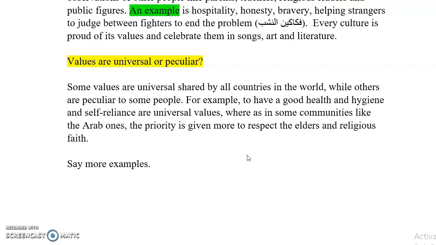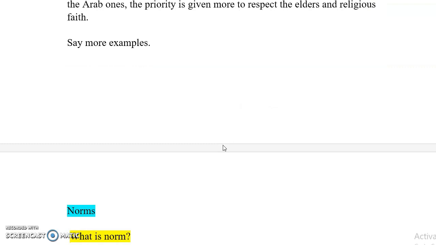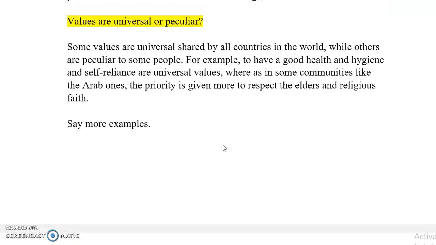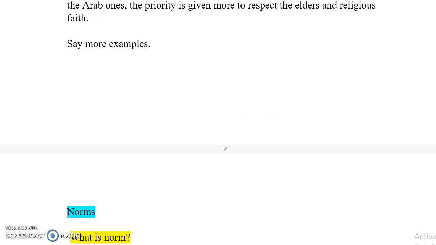It is perfect to think in all countries in the world that self-reliance is a good value. Whereas in some communities, like the Arab ones, the priority is given more to respecting the elders and religious faith than to something else. So it's not necessary to be applied in other countries. We will see this in some other examples regarding the norms.